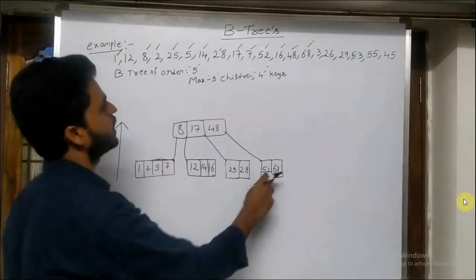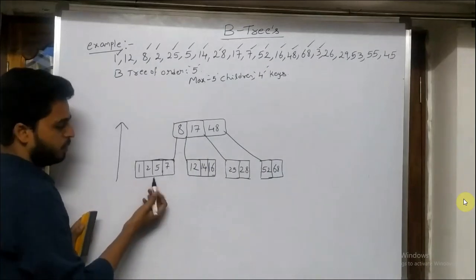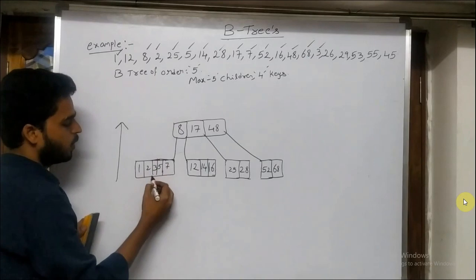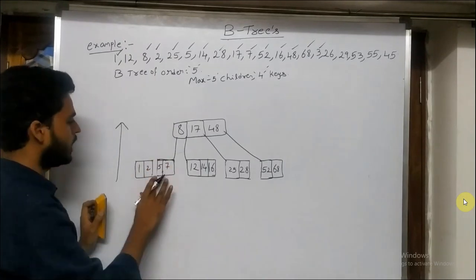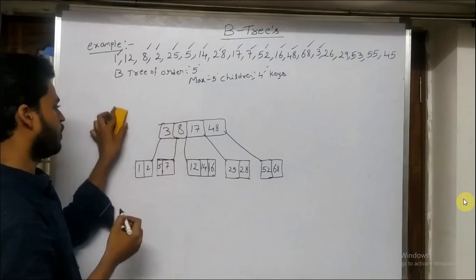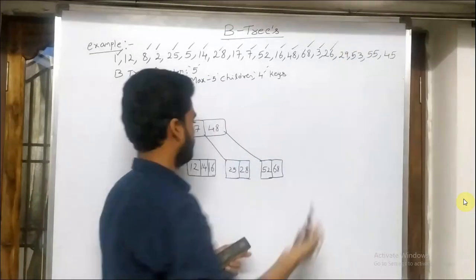So I have completed up to 68. Next I got 3. Where will 3 be inserted? In the leaf node. When I insert 3 here, 3, 5, 7, after inserting, it is violating. Because of violating, I will take out the 3 and make it a parent. After making it a parent, I need to check once again. There is no violation.